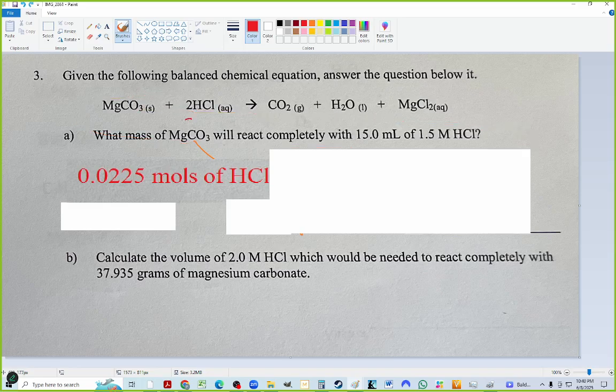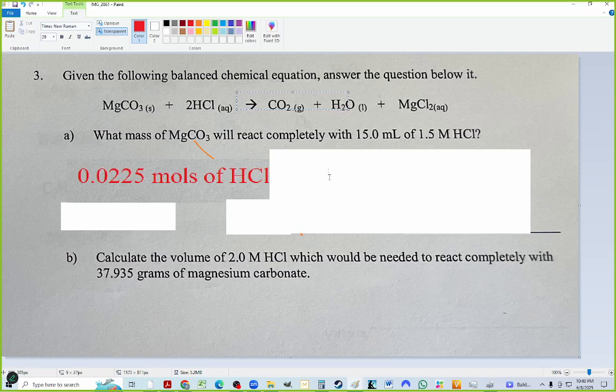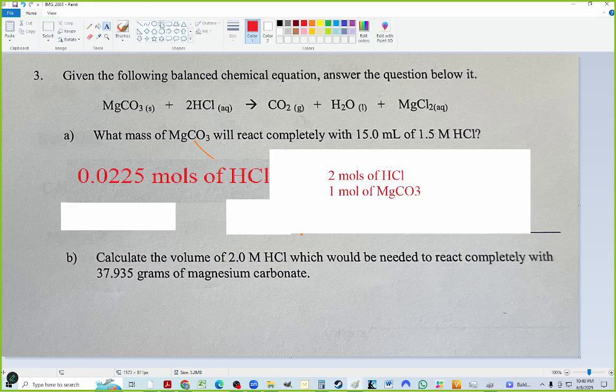So I should probably look up the relationship in the equation between MgCO3 and HCl, right? It's 2 HCl to every 1 MgCO3. Yeah, it's 2 moles of HCl to every 1 mole of MgCO3. And I want to end up with moles of MgCO3, because this is where we're crossing the mole bridge. We've converted the concentration to moles, and we're now back to the mole bridge. It's just that concentration's not on that mole bridge.